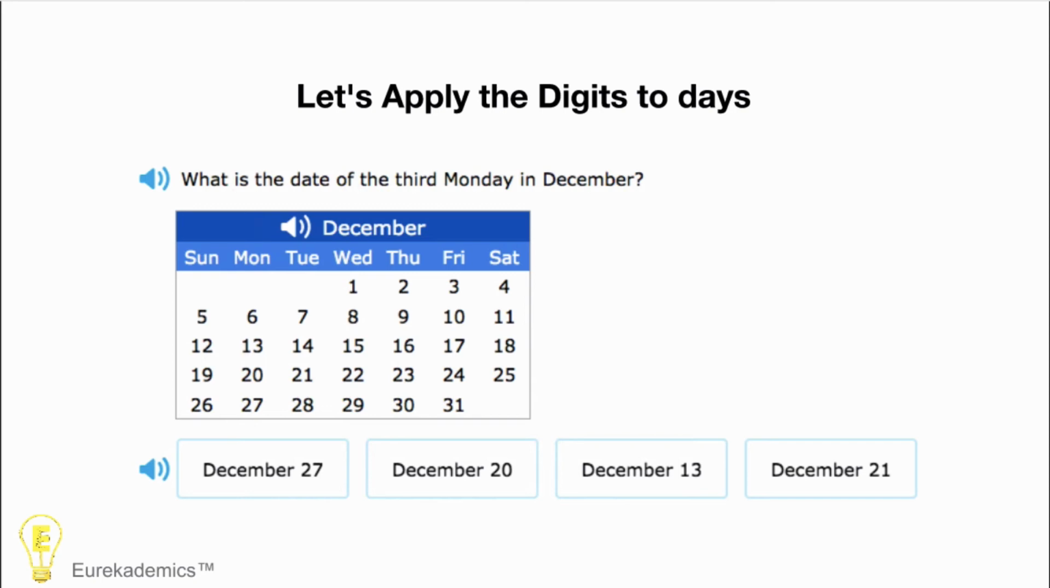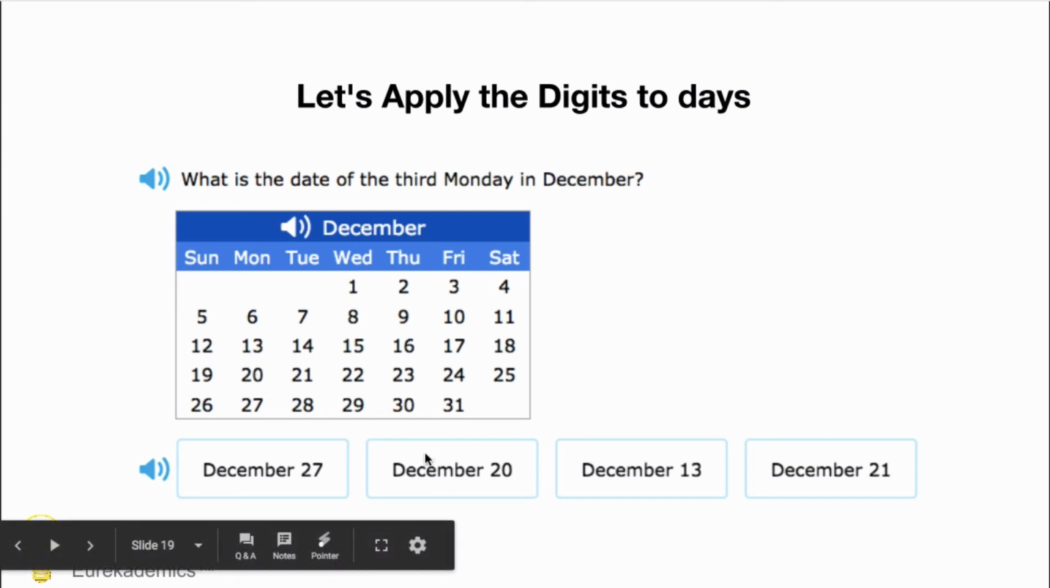All right, let's take a look at how the digits apply to the days. So this is what a calendar looks like. This is the month of December. And we have to figure out what is the date of the 3rd Monday in December. So let's figure out Monday. Monday's over here. So here's the first Monday. Second Monday, remember 1, 2, 3, and our third Monday happens to be December 20th. That's my grandpa's birthday, so if it's December 20th, make sure to celebrate.